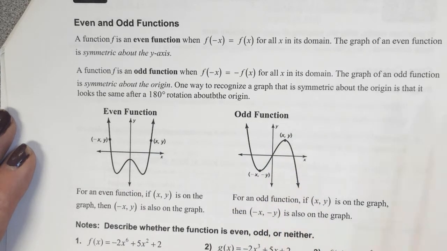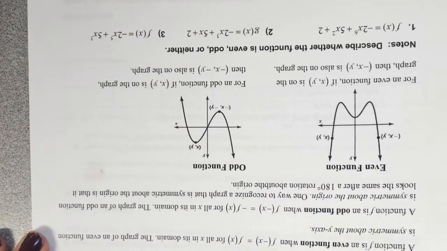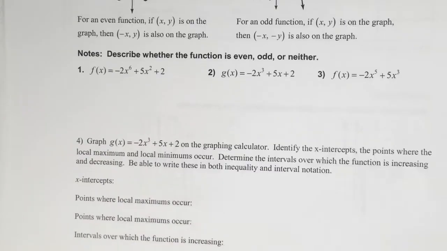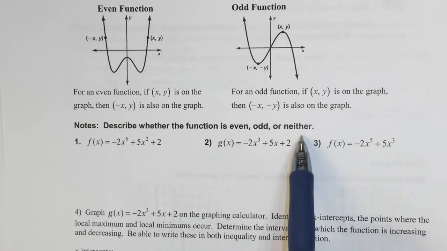That's an odd function. If I could rotate this 180 degrees, I get the same exact function again. Okay? Describe whether the function is even, odd, or neither.